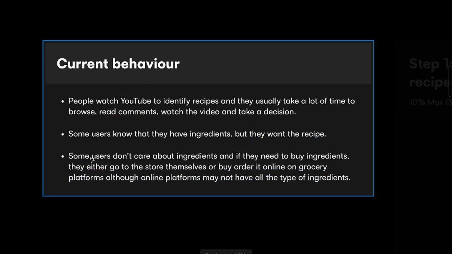And the third thing is, some other users don't really care about the ingredients. And if they need to buy ingredients, they're just going to go and buy it. So they go to the stores themselves, or they buy it online or on grocery platforms. Although grocery platforms may not have all the types of ingredients, right? So the thing here is that there's a little bit of manual effort needed, a little bit of decision making needed. It's time consuming, right? Now, this is the current behavior. Now, what we want to do is take these users and make it simple for them, right? Make all of these steps a little bit easier for them.